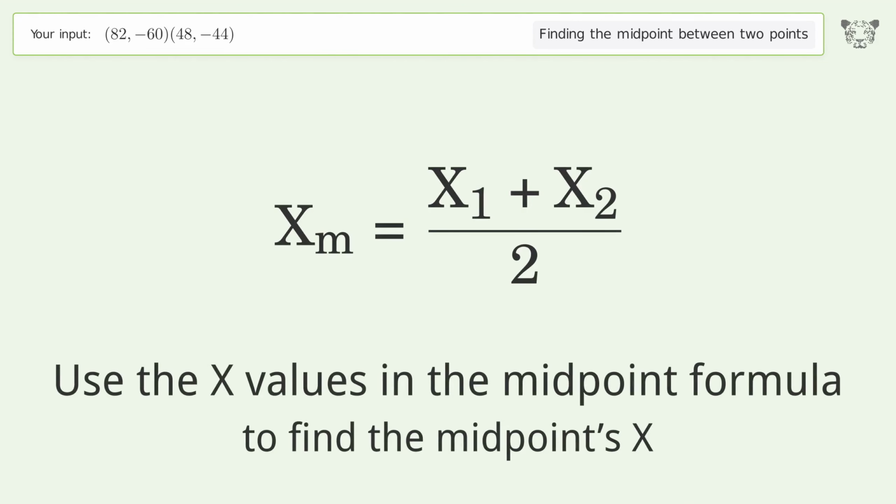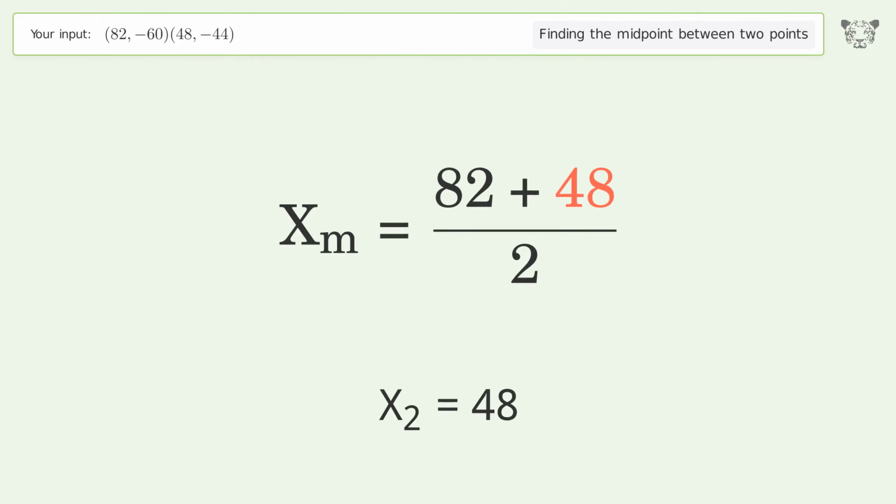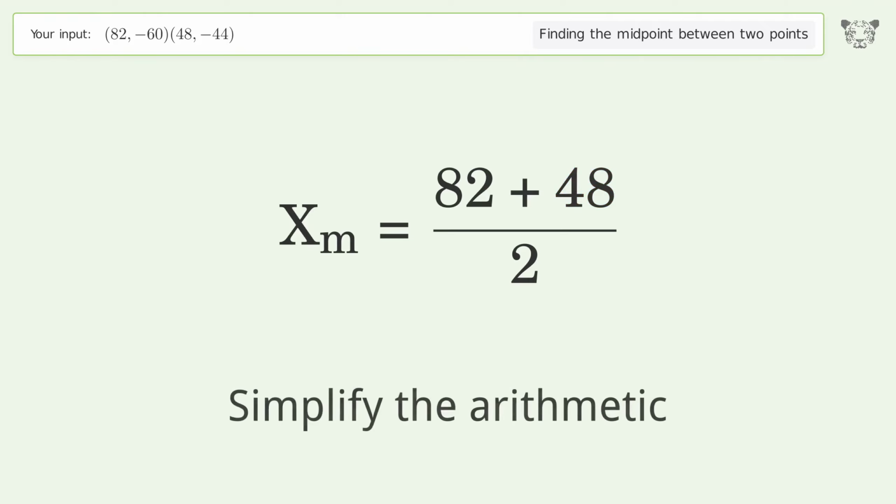Use the x values in the midpoint formula to find the midpoints x. x1 equals 82. x2 equals 48. Simplify the arithmetic.